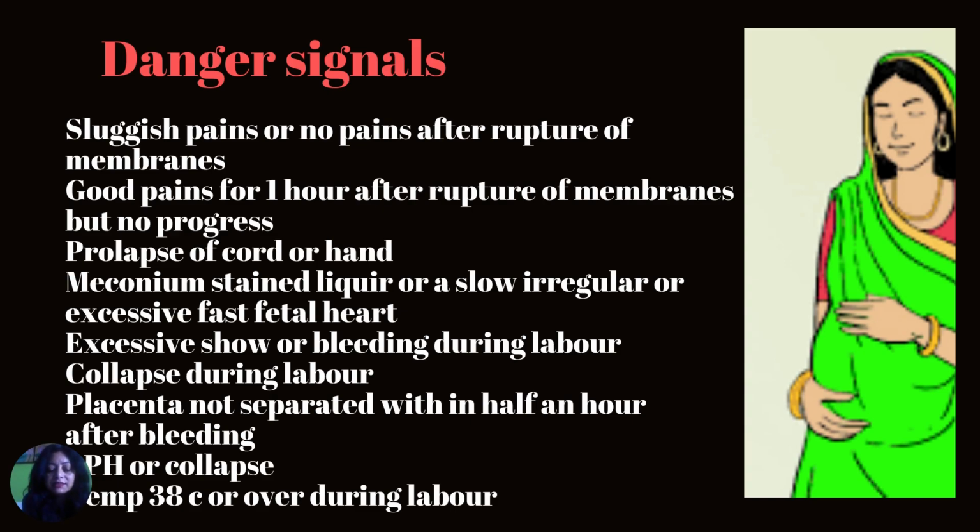Let me tell you one thing in this connection. Here the word show refers to the bleeding PV. Collapse during labor, placenta not separated within half an hour, there is retained placenta, postpartum hemorrhage or collapse, temperature of 38 degrees Celsius or more during the labor. So you can see these are the danger signals. Needs institutionalization of the mother at the earliest.